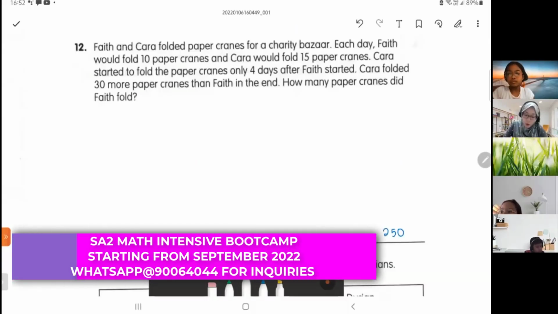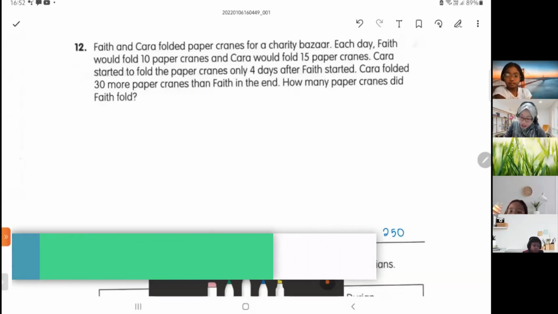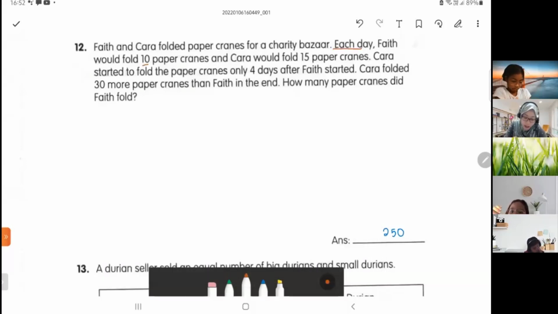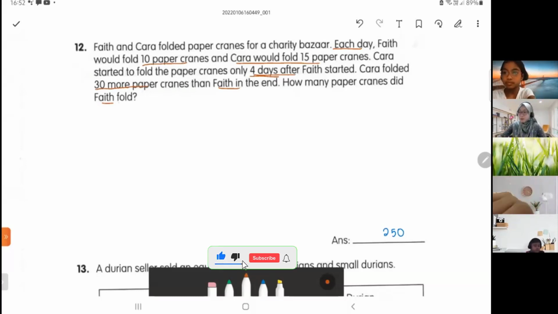and Kara folded paper cranes for a charity bazaar. Each day, Faith would fold 10 paper cranes and Kara would fold 15 paper cranes. Kara started to fold the paper cranes only 4 days after Faith started. Kara folded 30 more paper cranes than Faith in the end. How many paper cranes did Faith fold?